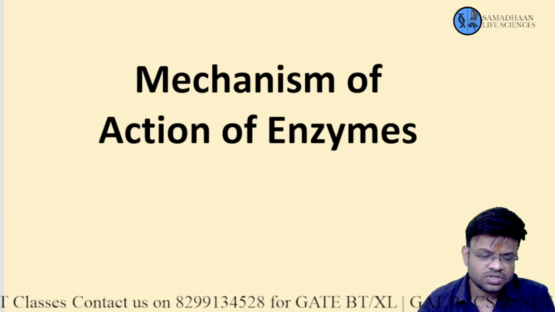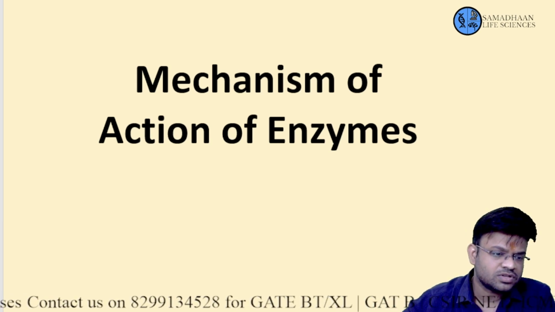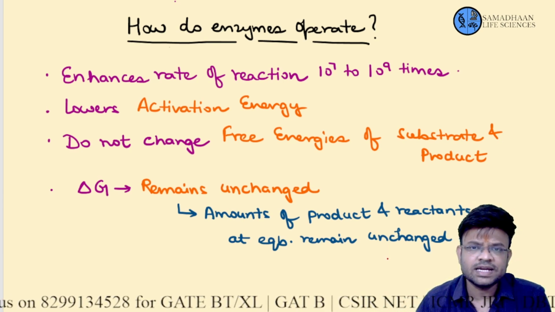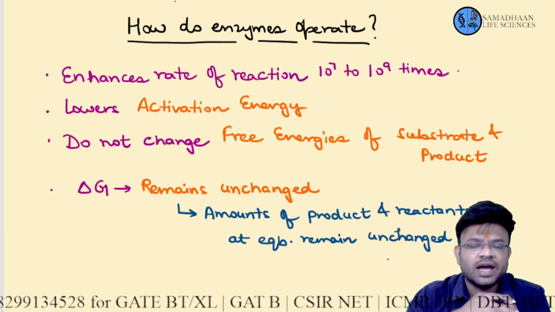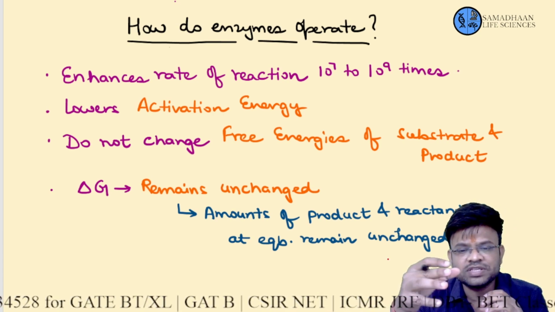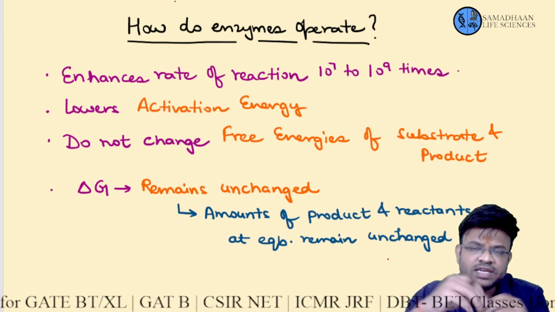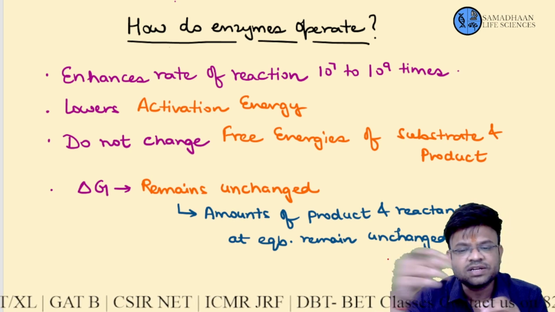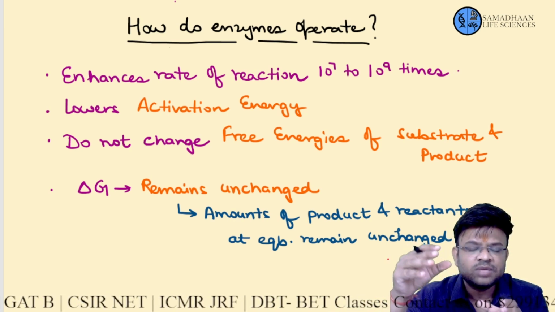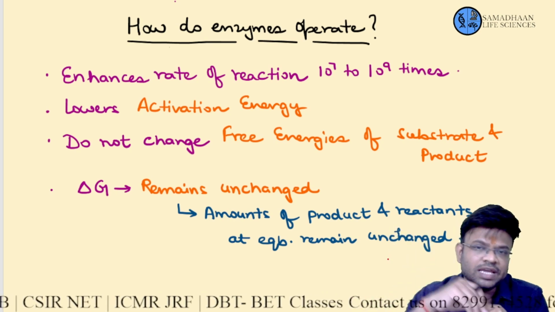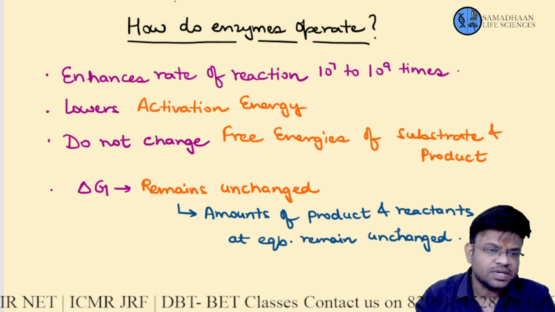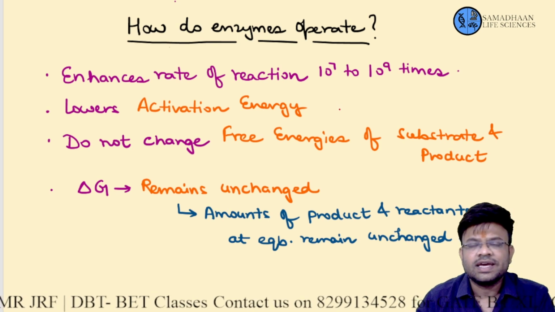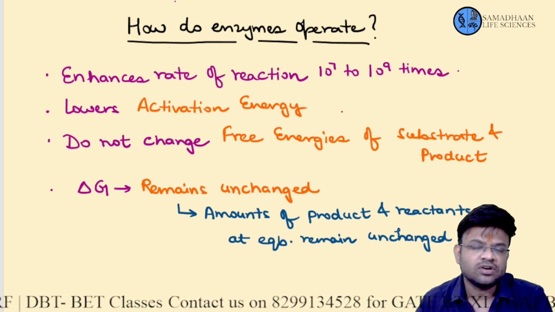So if you see your screen, let me first of all scroll to the first slide. How do enzymes operate? Now, as I said, when I was describing the topic briefly, I would be talking about the basics of enzyme action. The first point mentioned over here is that enzymes enhance the rate of reaction by about 10 to the power 7 to 10 to the power 9 times. What does this mean? This simply means that if I am using a particular enzyme, then the enzyme would increase the speed of the reaction.